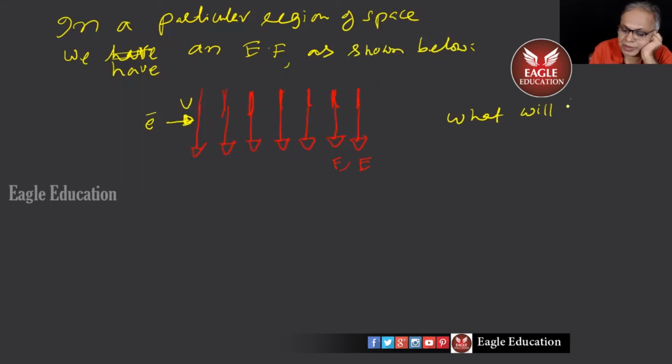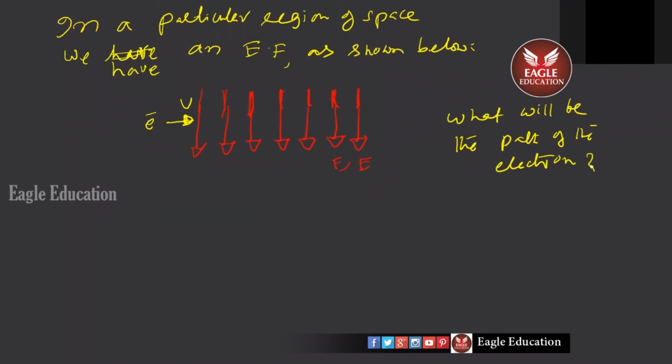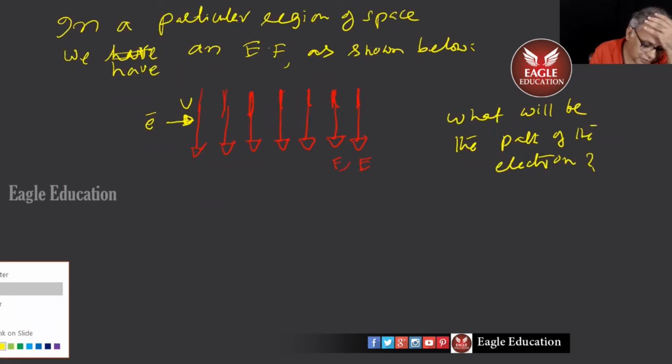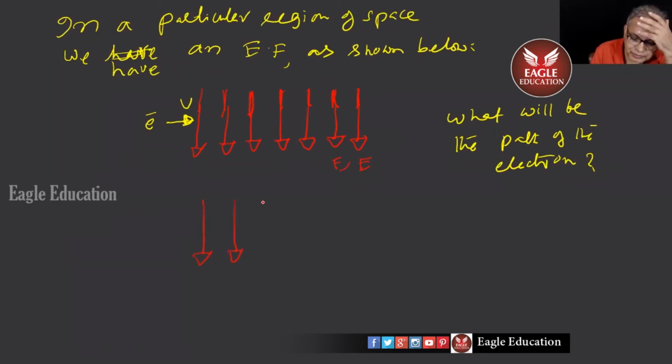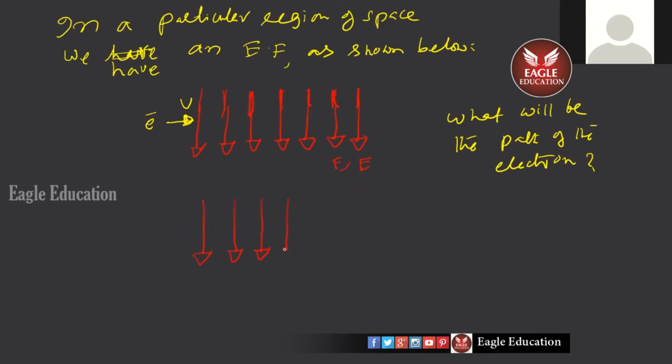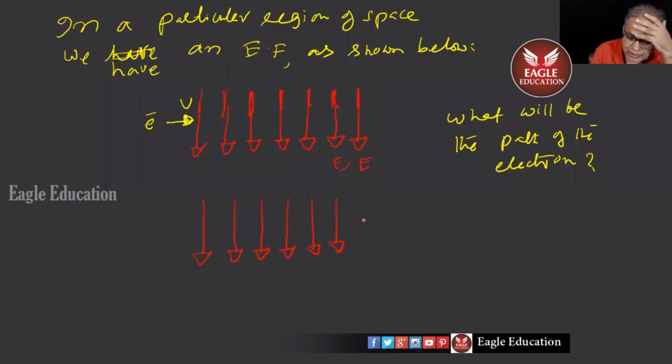What will be the path of the electron? It will move away from the electric field. What do you mean by that? It will start moving upwards, sir. Are you giving it by memory or applying what I told? Applying what you told, sir. Can I believe you? Yes, sir. Okay, then that's not a bad thing.